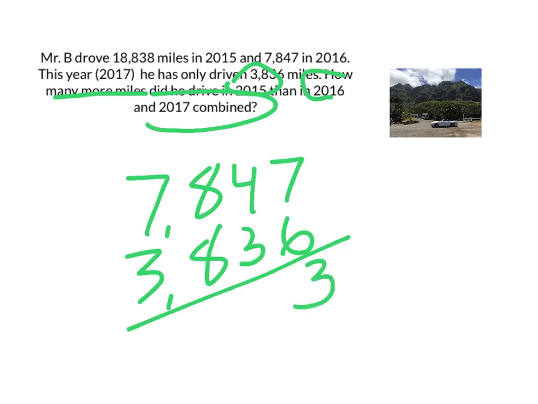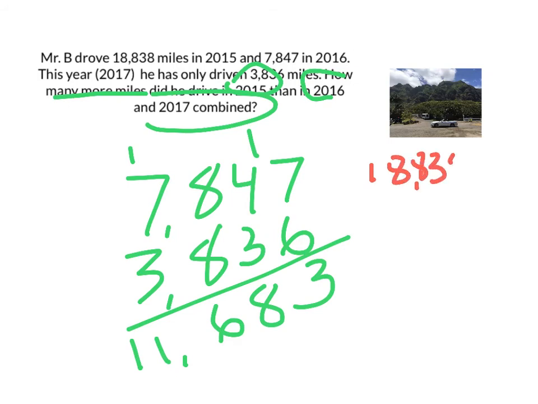Put down my ones place, carry up my tens. 1 plus 4 plus 3 will give me 8. 8 plus 8 is 16. I carry up my 1, and that gives me a total of 11,683. Now I'm not quite done because my question's asking me is how much more did I drive in 2015 than those two combined. So in 2015 I drove 18,838 miles, and more than is going to be a subtraction problem.